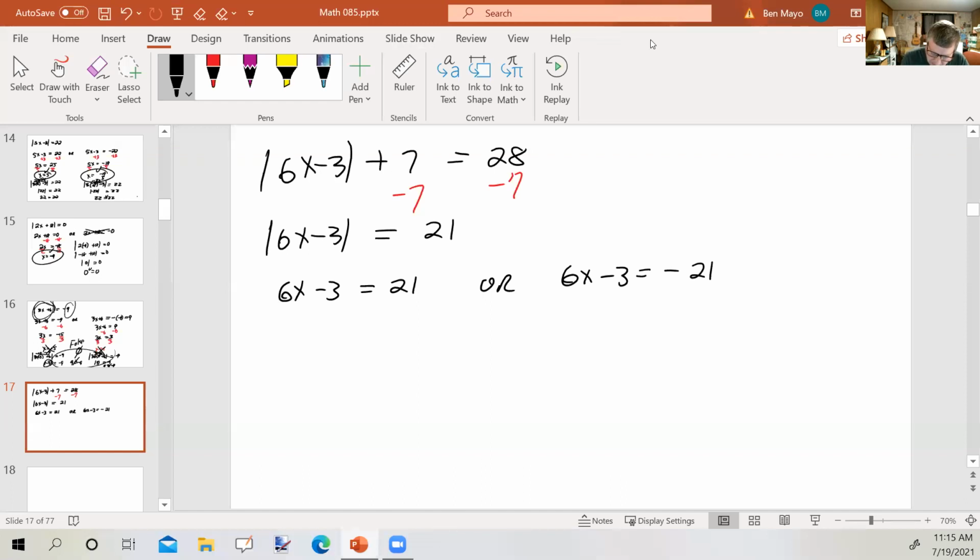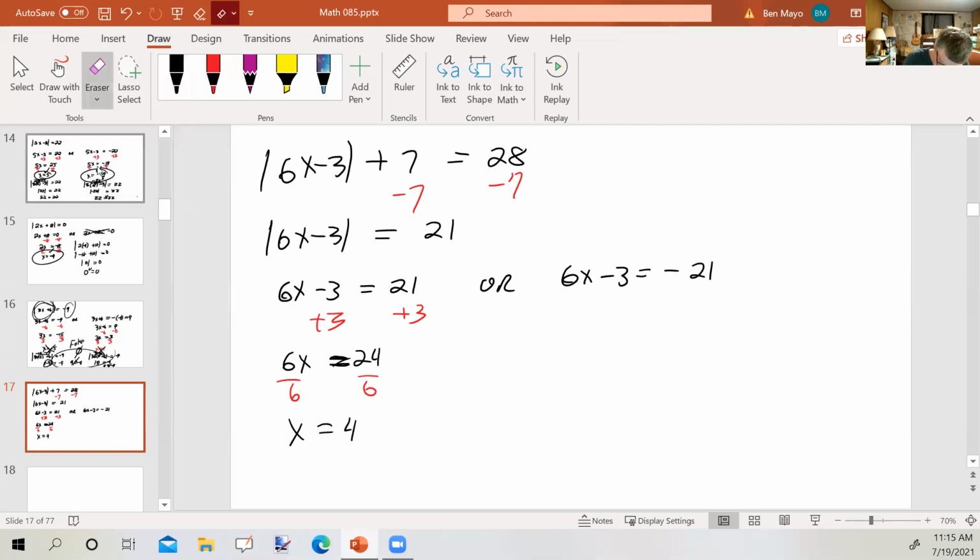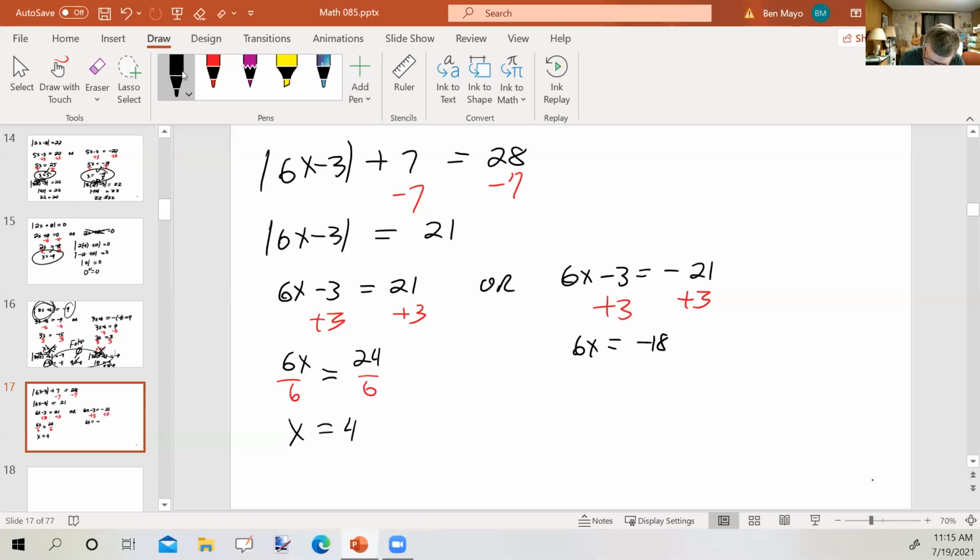So now 6x minus 3 equals 21. We'll add 3 to both sides of the equation. 6x equals 24. Divide both sides by 6. x equals 4. Okay. Second equation, 6x minus 3 equals negative 21. Add 3 to both sides. 6x equals negative 18. Divide by 6. x equals negative 3. So let's check our work and see if they are correct.